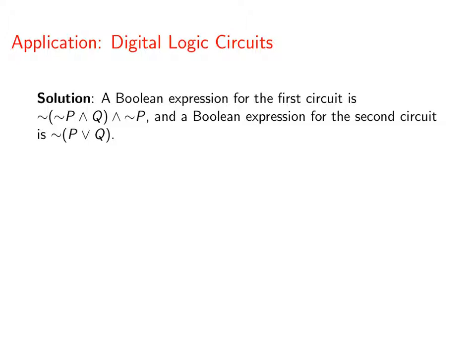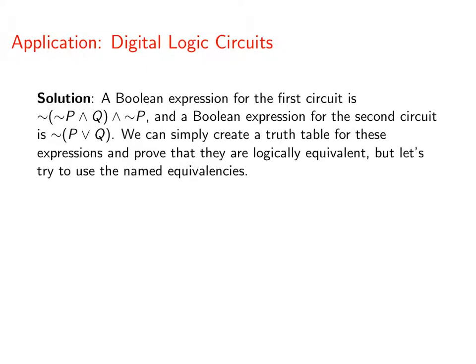All right, so our solution is going to be that the first circuit has this Boolean expression, the negation of not P and Q, and not P, and then a Boolean expression for the second circuit is not P or Q. Now we could simply create a truth table for these expressions and then show that they're logically equivalent that way, but let's try to use the named equivalencies that we showed.